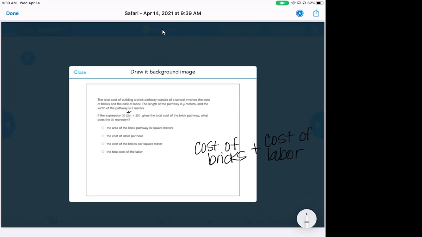All right, so if we're looking at the cost of bricks, that would be 30 times, in order to know the bricks, the pathway, we would have the 2p, and then plus 250 would be the cost of labor. So 30 would be the cost of the bricks per square meter, which would be C, because we're talking about the cost of bricks.